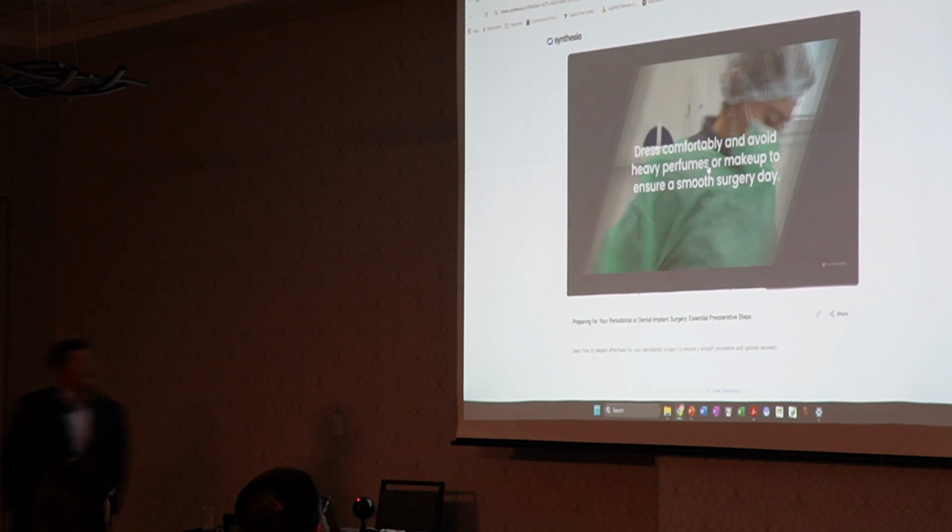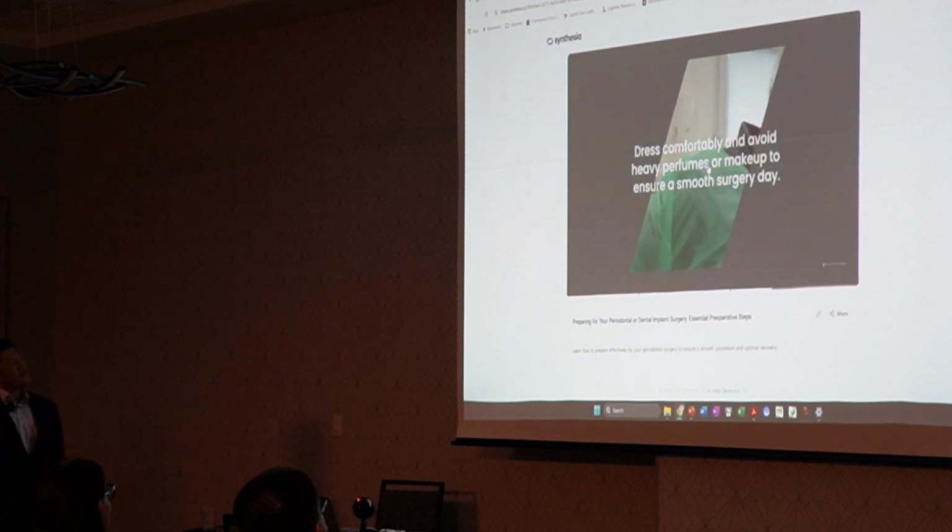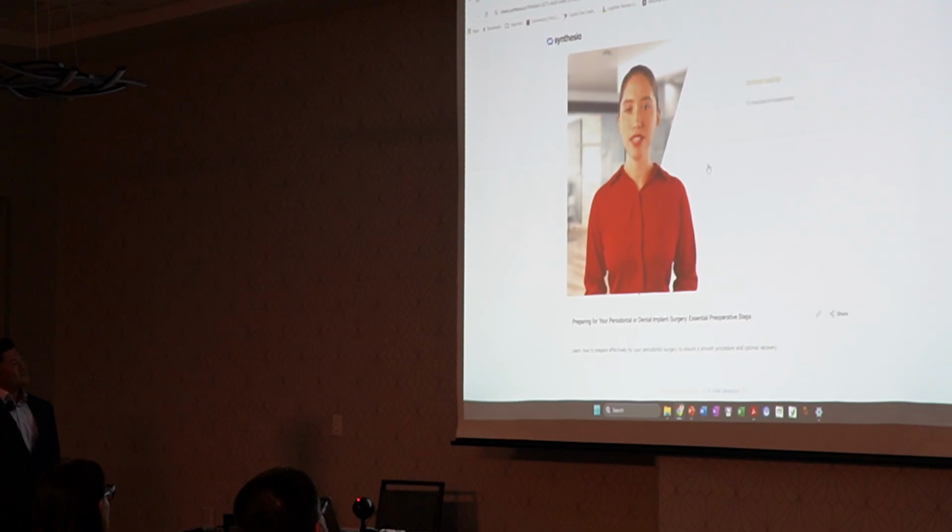On surgery day, dress comfortably and avoid heavy perfumes or makeup. These can interfere with medical equipment. Remember, comfort is key to a stress-free experience. Arrive 15 minutes early for paperwork, and 1 hour early if sedated.